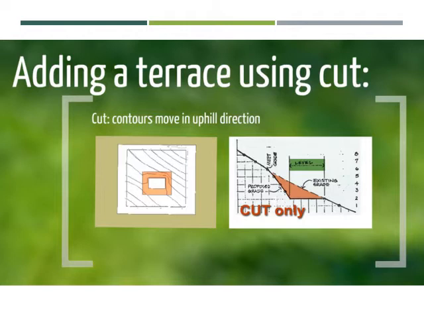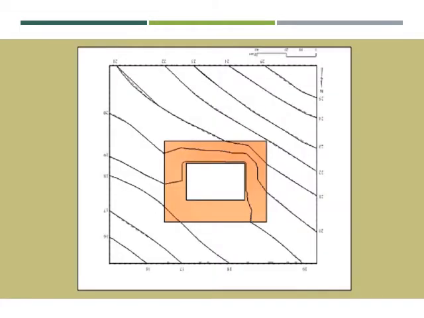We are going to look very quickly at all three of these methods because you're going to have to use them in your exercise. To begin with, we're looking at a terrace using cut. To create a terrace in cut, the contours that would normally go across the surface are pulled uphill above the terrace. That is, we are cutting the land out here, moving the contours in the uphill direction.